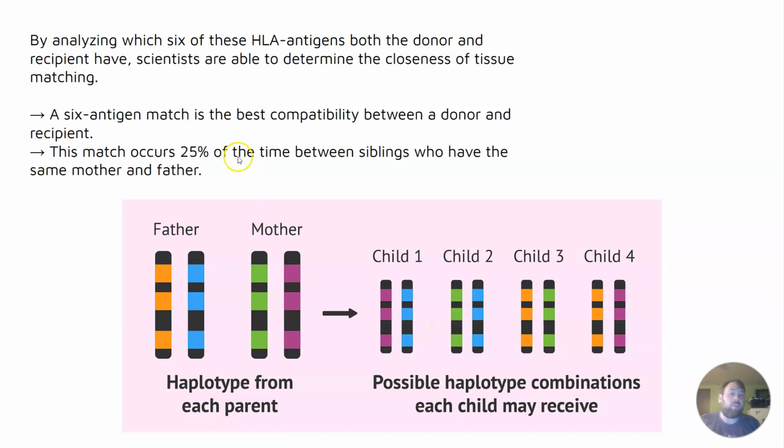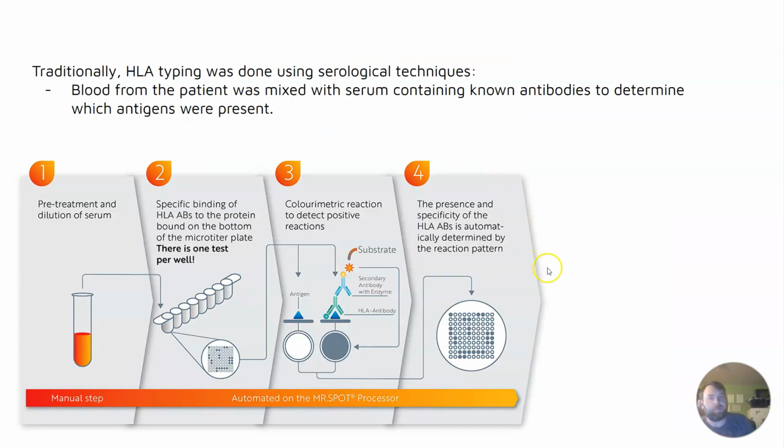In fact, there is a 25% chance that they'll have an identical one based on this 6 antigen match, because there are only 2 chromosomes. We can't mix up the chromosomes here whatsoever. So typically we're going to look for siblings in this case.